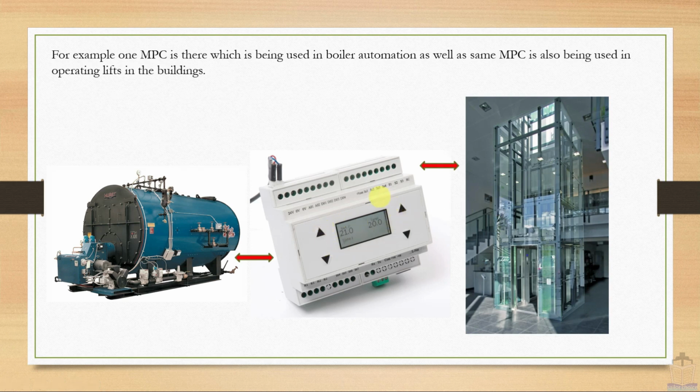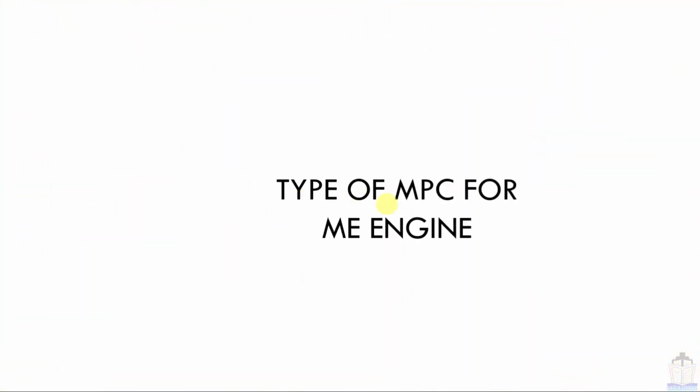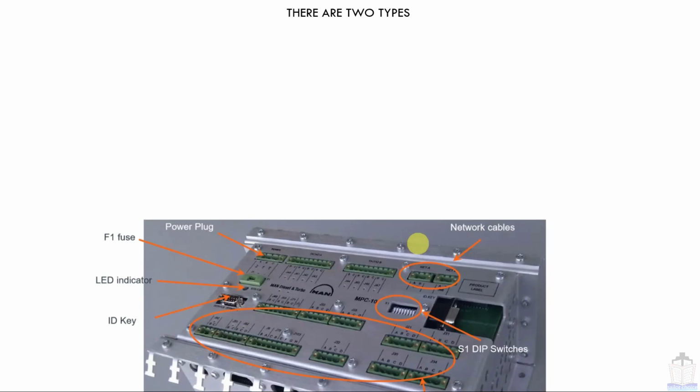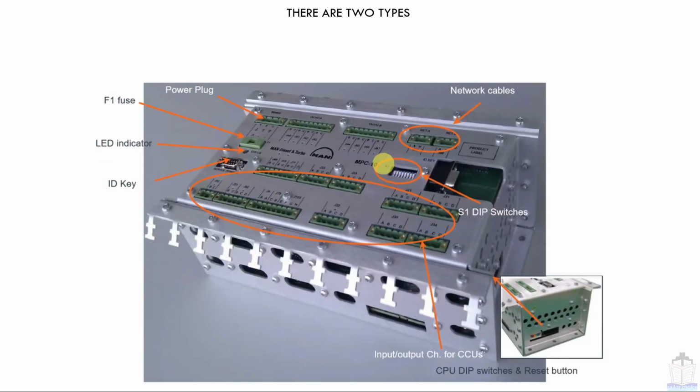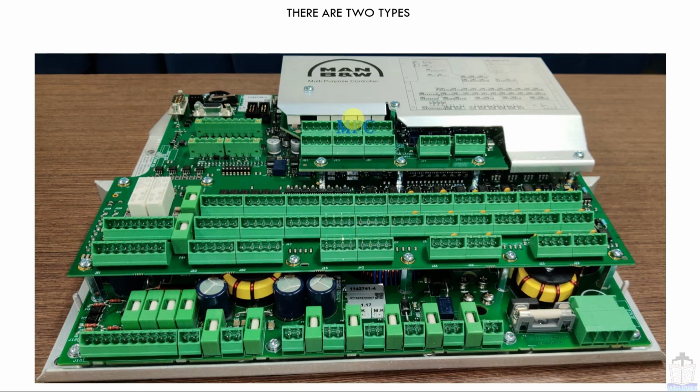Now, moving to our next topic, that is the type of MPC for ME engine. There are 2 types. One is MPC 10 written over here, another is MPC. This is called the MPC multi-purpose controller and that was multi-purpose controller 10.